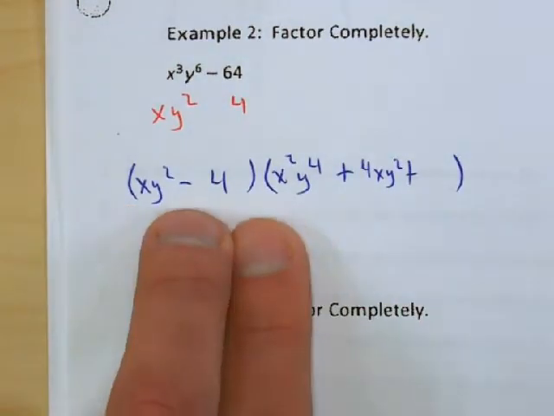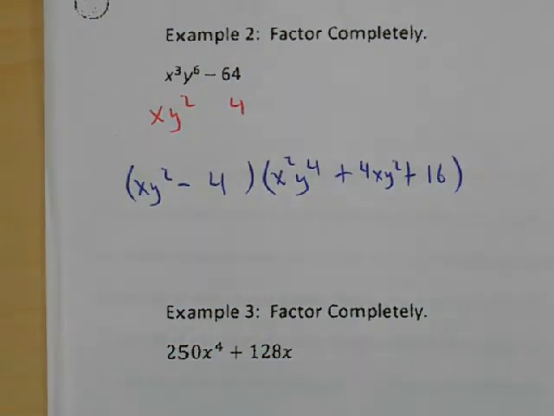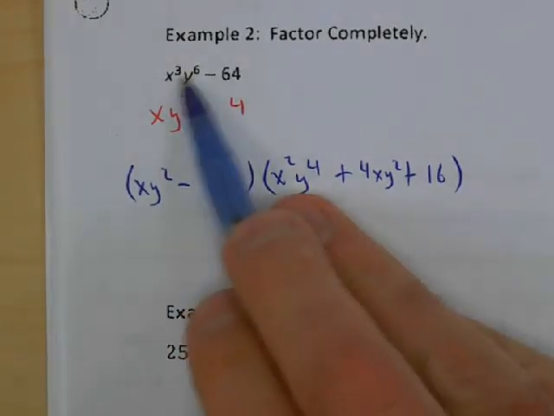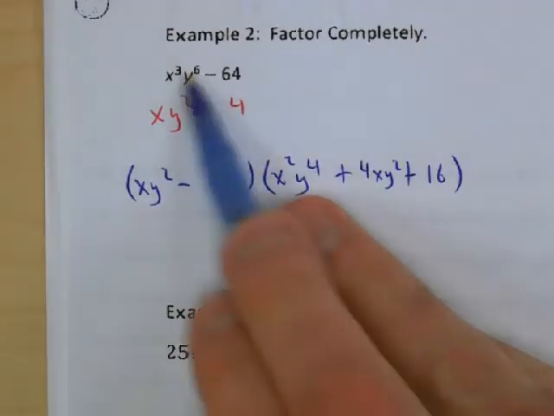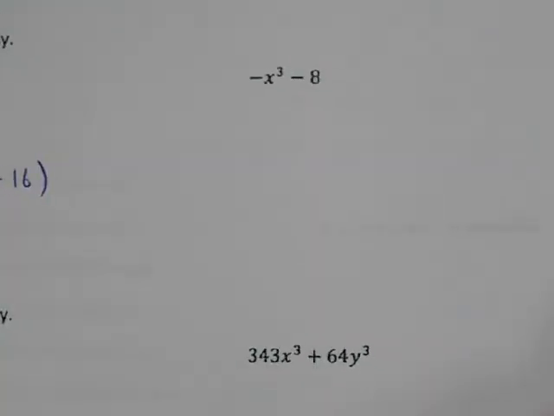And then 2 of those, 4 squared is 16. And then we're done. Okay? All right, a little trick when you're dealing with variables that have higher exponents. Basically just divide the exponent by 3 to see what your new exponent is going to be. Okay? All right, next one.